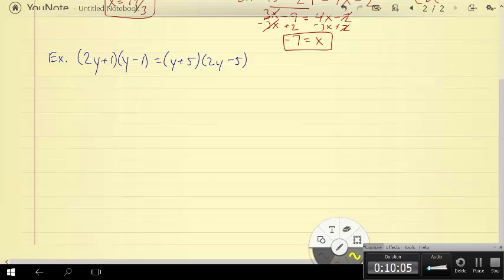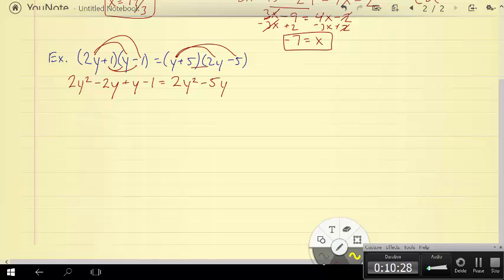of these quantities out. So we're going to do 2y times y to get 2y squared. We're going to do 2y times negative 1 to get negative 2y. 1 times y is y. 1 times negative 1 is negative 1. And then we're going to do the same process for the other side. Y times 2y is 2y squared. Y times negative 5 is negative 5y. 5 times 2y is 10y. And 5 times negative 5 is negative 25.